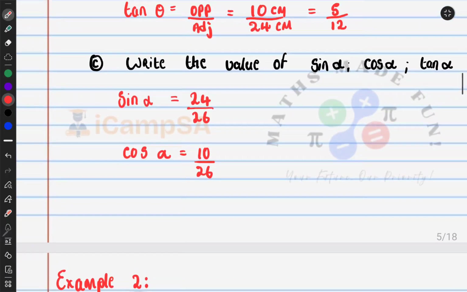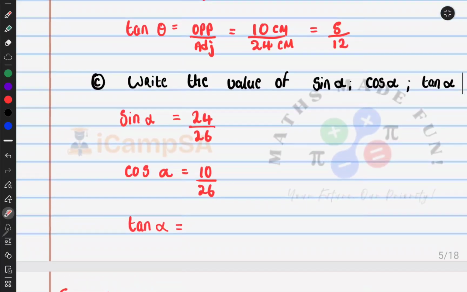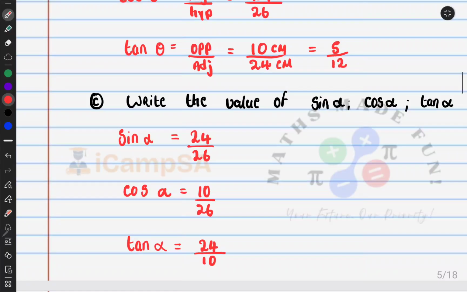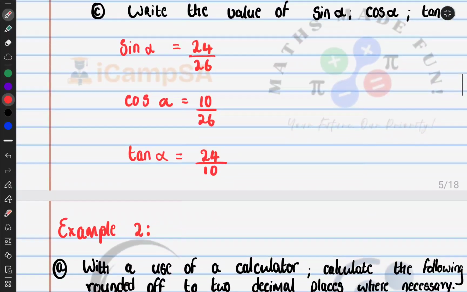And then lastly we have tan alpha, which is opposite over adjacent. The side that is opposite to alpha is 24, over the adjacent, which is 10 centimeters. We're going to have 24 over 10. That is the ratio of tan alpha. Okay.